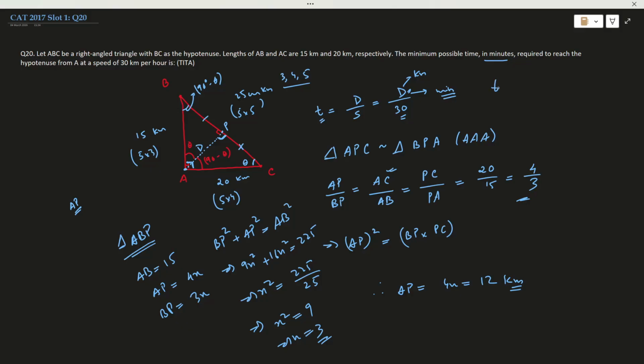So, what is the time? Minimum time will be 12 by 30 hours. Please remember guys, hours. So 2 by 5 hours, but I needed minutes, so multiply by 60, that gives 24. So the correct answer will be 24 minutes. A very good question, not an easy one. I would say this is easy to moderate. And this is a type in the answer, so you have to enter 24 as your answer. 24 minutes is the correct answer.